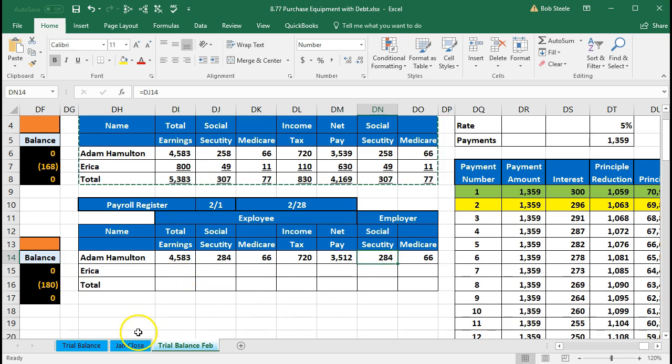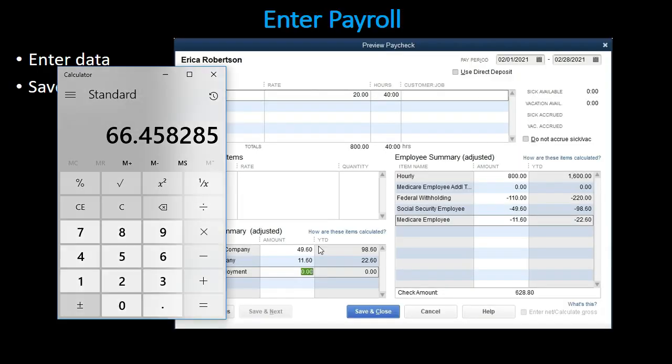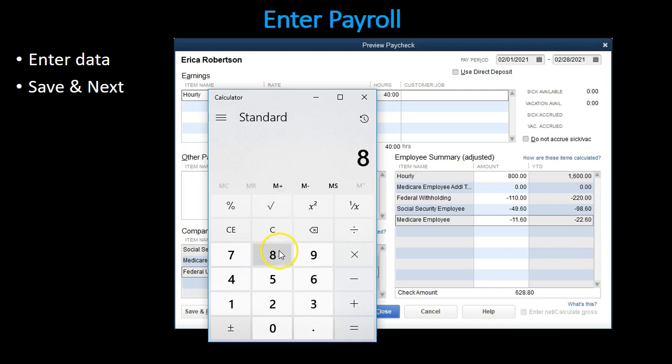So now we're going to jump back and look at the data for Erica in QuickBooks, and then we'll be back over here and put that into Excel. Here we are for Erica Robertson, and we've got the hourly wages here, so we've got a $20 rate, and the hours are 40 hours. That will give us the $800. We're going to have the same type of withholdings, meaning we're going to take out Social Security, Medicare, and federal income tax.